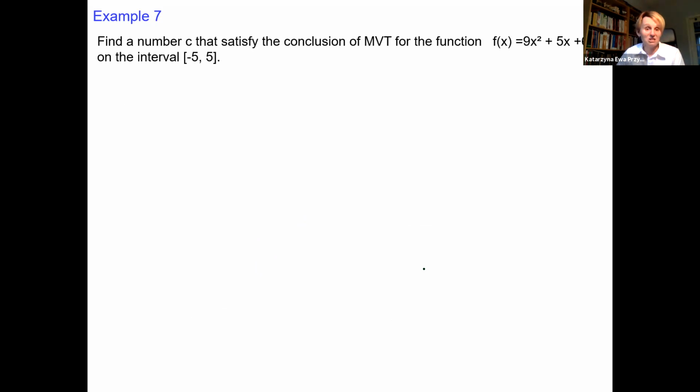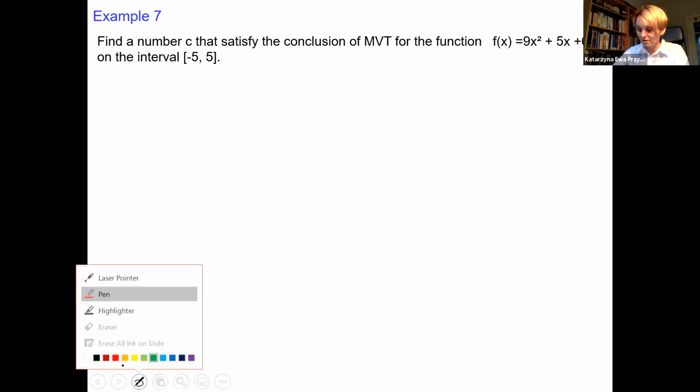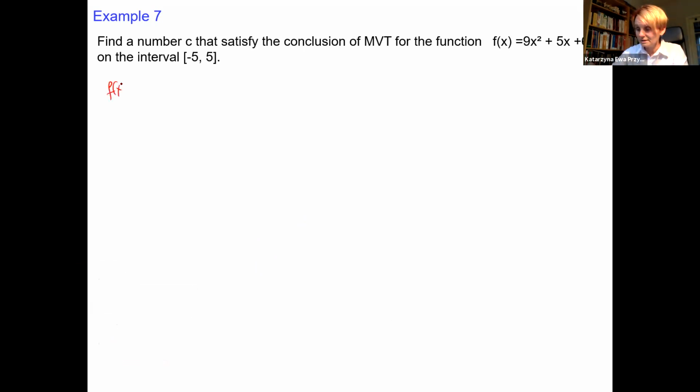Find the number c that satisfies the mean value theorem for the function 9x squared plus 5x plus 6 on the interval between -5 and 5. Okay, definitely the function is continuous and differentiable. As we can say, the function is continuous because it's just a parabola, a quadratic function, and the function is definitely differentiable, and we will never add the endpoints.